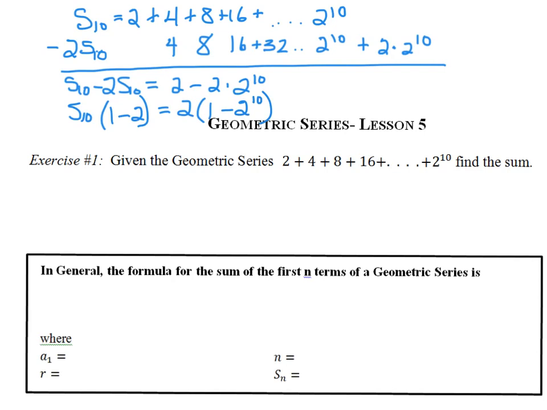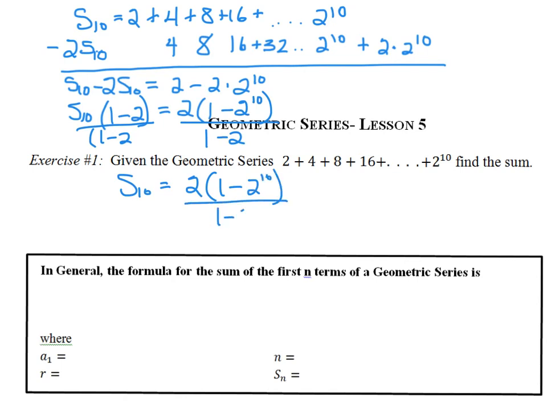Now what that allows me to do is to solve for S10 by dividing both sides of the equation by 1 minus 2. So I will actually have 2 multiplied by 1 minus 2 to the 10th divided by 1 minus 2. And we're going to see in a minute how this forms the general formula that we're going to be using. Now if I put this into my graphing calculator and find the answer here, I'm getting a final answer of 2046. So that's the answer for this sum.